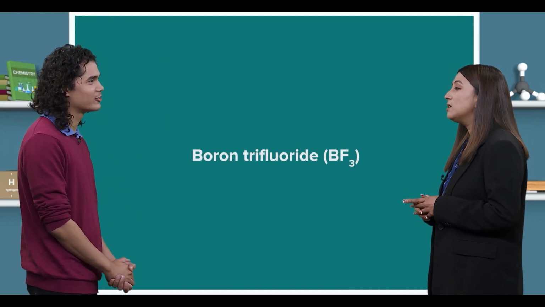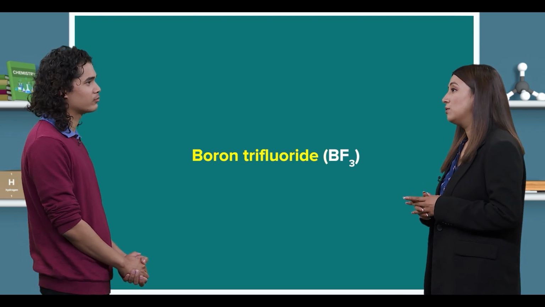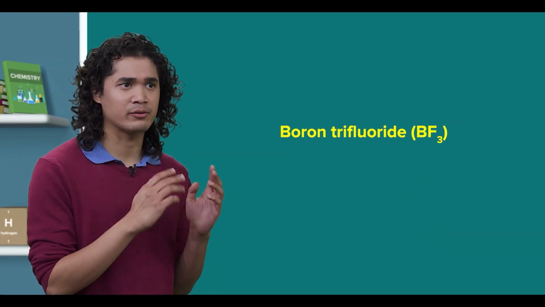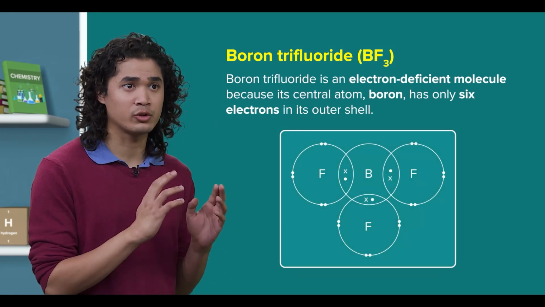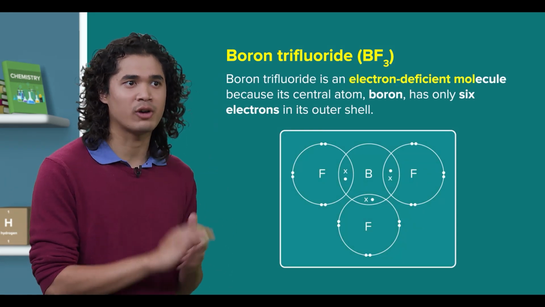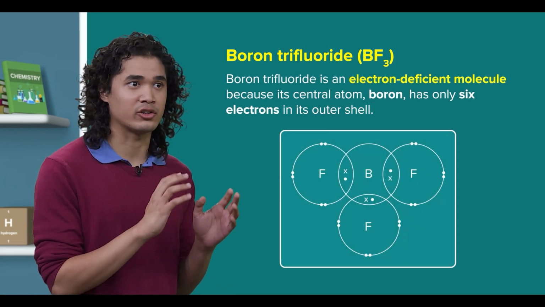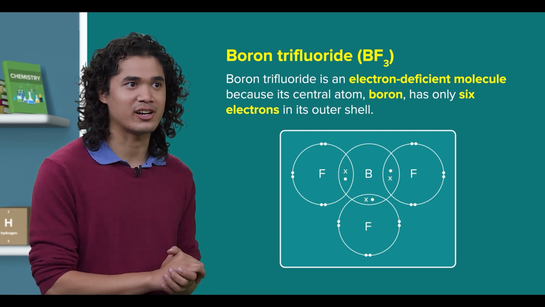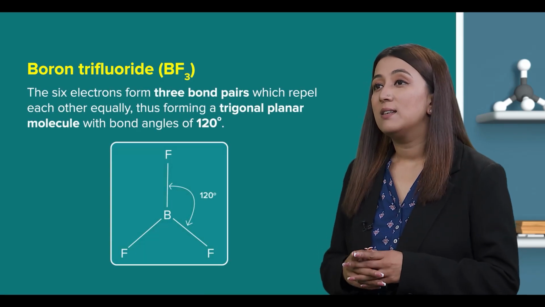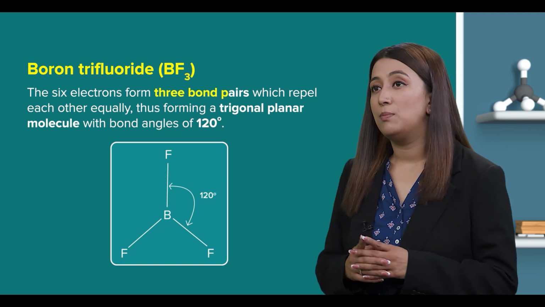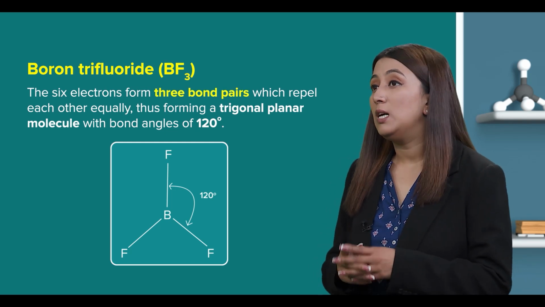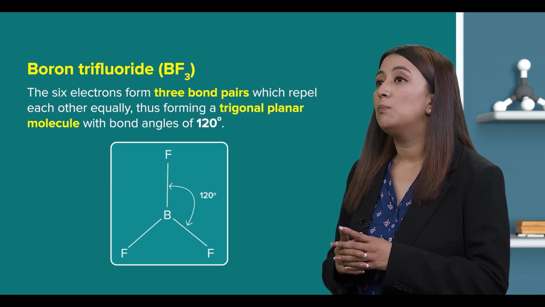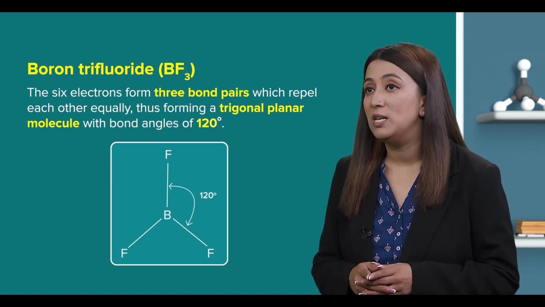Moving on, let's discuss the geometry of boron trifluoride. Oh, wait a second. I know that just like beryllium fluoride, boron trifluoride too is an electron deficient molecule. That's because its central atom, boron, has only 6 electrons in its outer shell. That's right. These 6 electrons form 3 bond pairs which repel each other equally, thus forming a trigonal planar molecule with bond angles of 120 degrees.